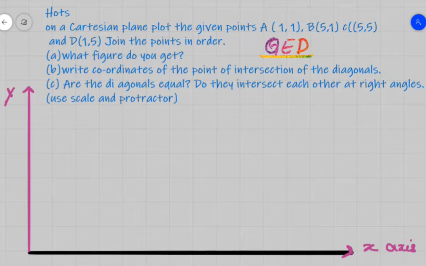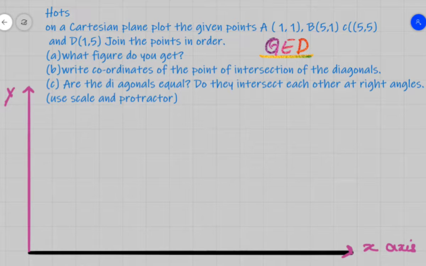On a Cartesian plane, plot the given points A, B, C and D. Then join the points in order. First of all, let us do this and then we shall go for the next A, B, C points which are given here. Now, on the Cartesian plane, plot the points A, 1, 1.